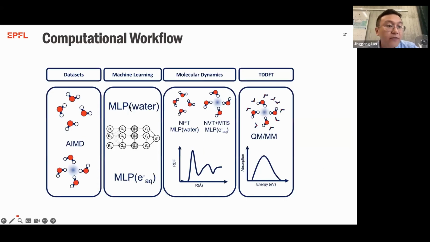And we use a very similar computational workflow. We train two machine learning potentials, one for liquid water, another one for the solvated electron. So we run an NPT ensemble using our machine learning potential, and then we convert to the machine learning potential for the solvated electron. Afterward, we cut a water cluster around the solvated electron and calculate the absorption spectrum using TDDFT with a QM/MM setup. That is, the water close to the solvated electron is treated using quantum mechanics, the rest of the water using a single point charge model, and the rest of the environment using a continuous solvation model.